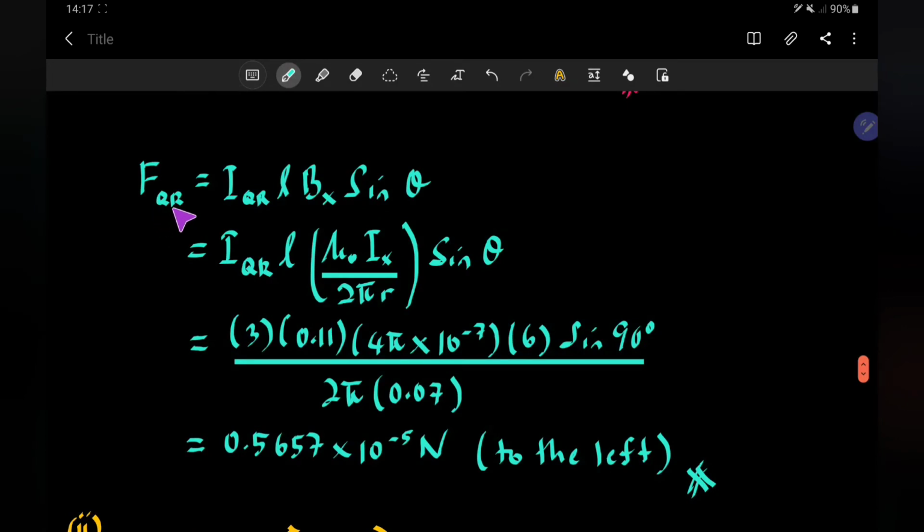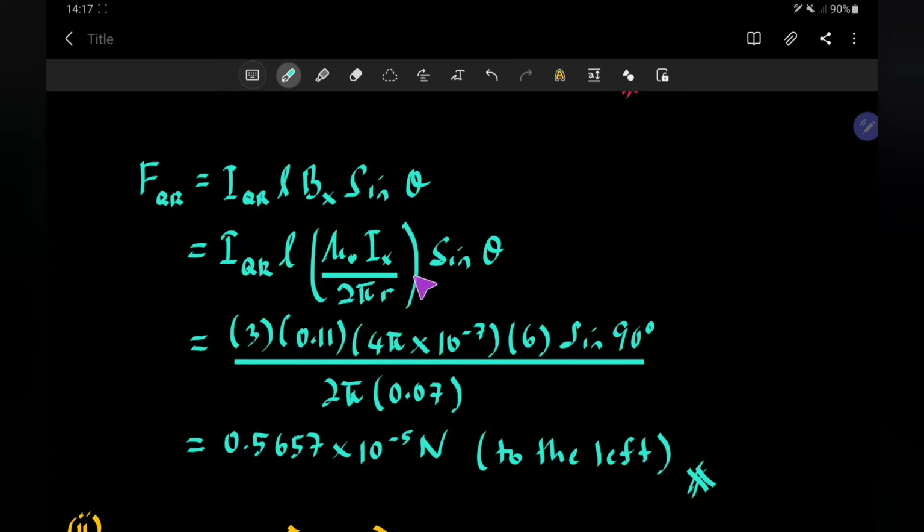So F on QR equals I_QR L B sin theta again. So remember, on the QR wire, the current should be I_QR. Then the B exerted on it should be the B by the other wire, which is X. Okay, again, B_X equals mu naught I_X over 2 pi r. So this is the equation. Again, I_QR is given as 3 amperes. Length of QR is 11 centimeters. Convert it to meters.